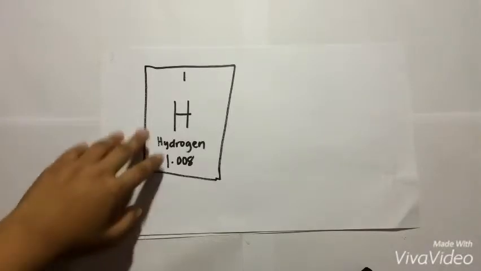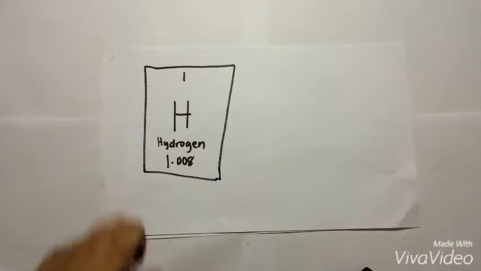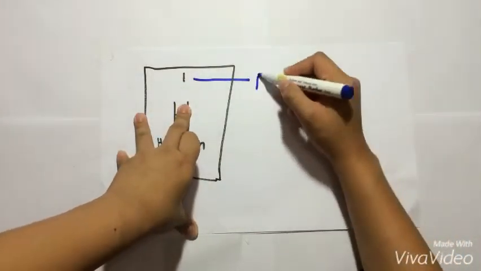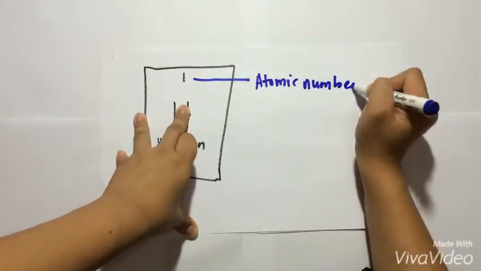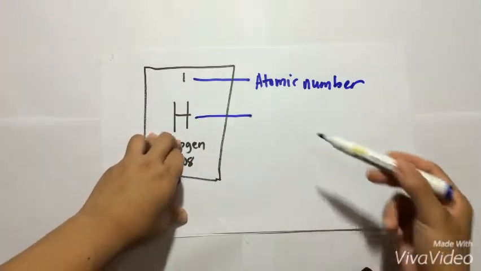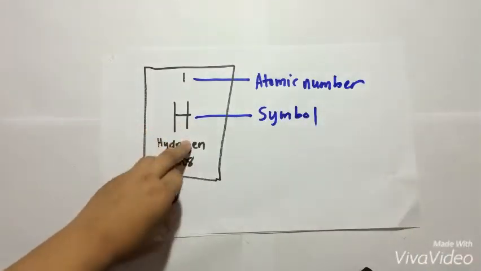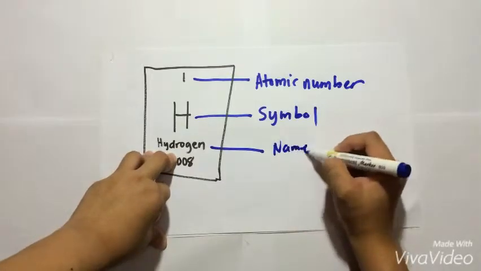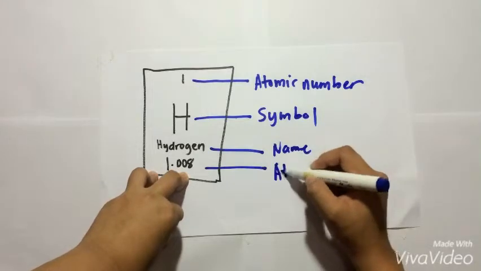Let's take a look at this element. So we have hydrogen. First up, the number. This number is called the atomic number. Next one, we have the capital letter H. This one is called the symbol. We have the name, hydrogen. So it's called the name. We have 1.008. It is called the atomic weight.